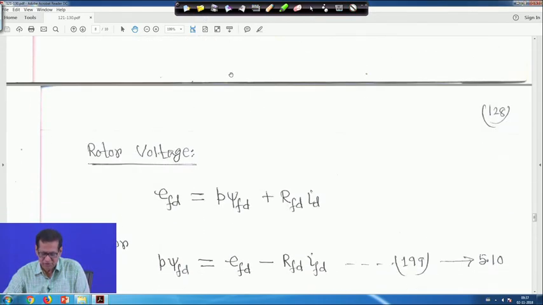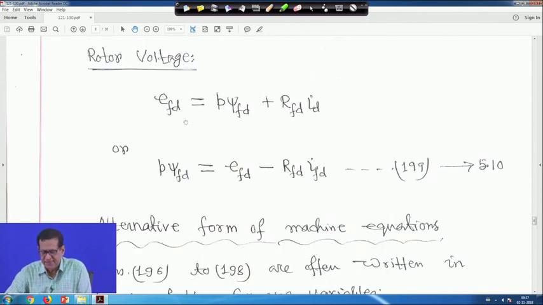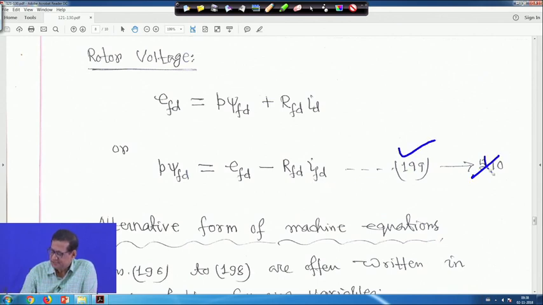Next is the rotor voltage equation with Amortisseurs neglected. So here E f d will be p psi f d plus r f d I f d, right? Or rewriting this equation, p psi f d is equal to E f d minus r f d I f d. This is equation 199. This is not required, this is for my reference.